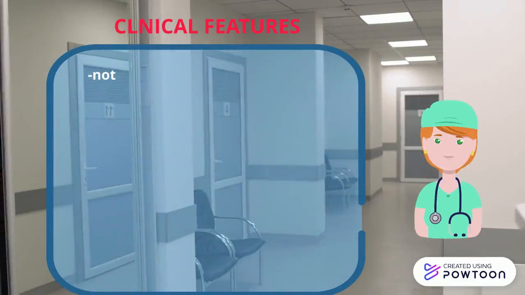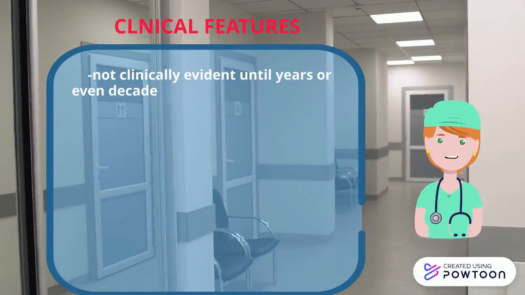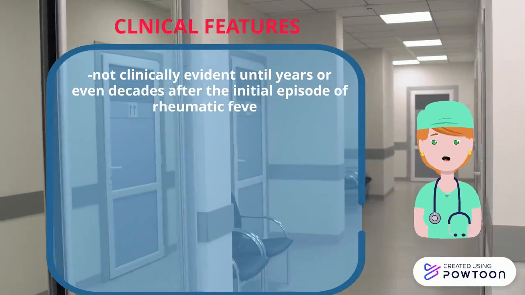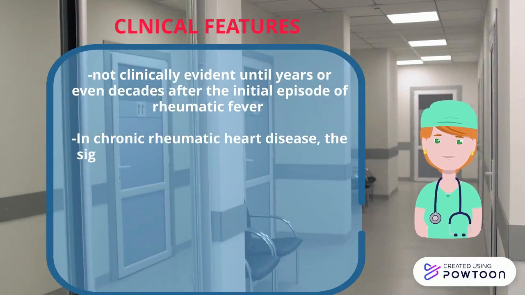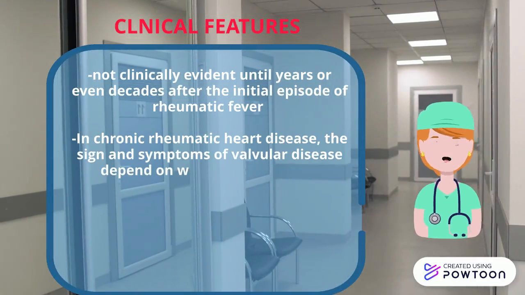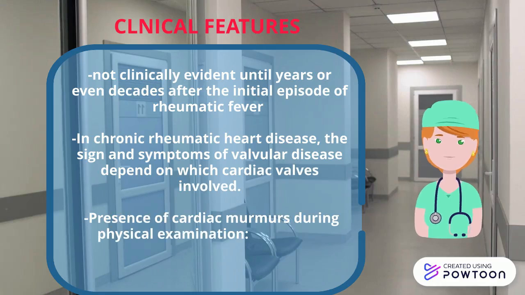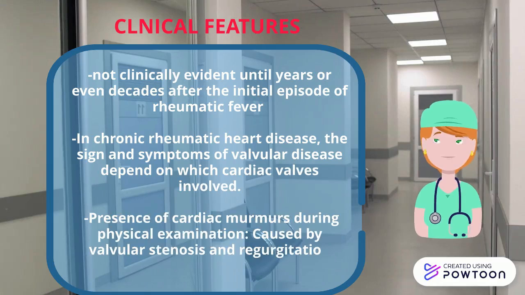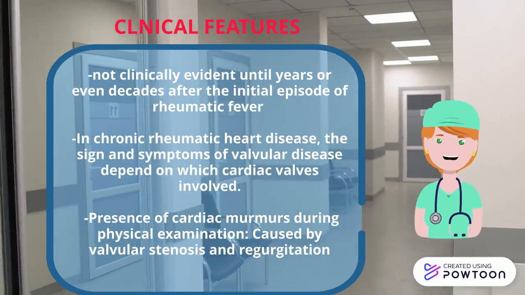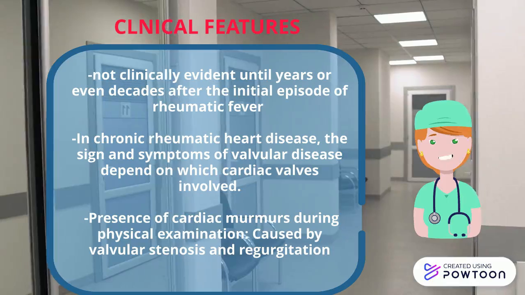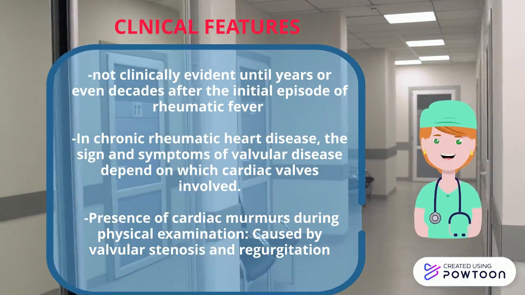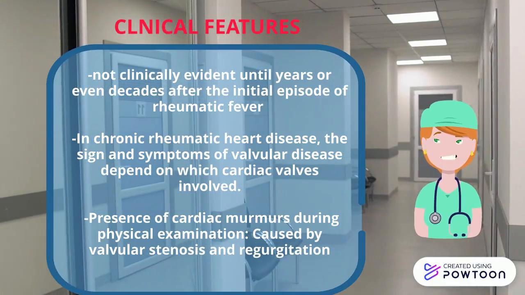In rheumatic heart disease, the clinical features might not be clinically evident for years or even decades after the initial episode of the rheumatic fever. However, when it presents, the signs and symptoms of this disease depend on which cardiac valves are involved. During physical examination, there might be presence of cardiac murmurs, which is caused by valvular stenosis and regurgitation.